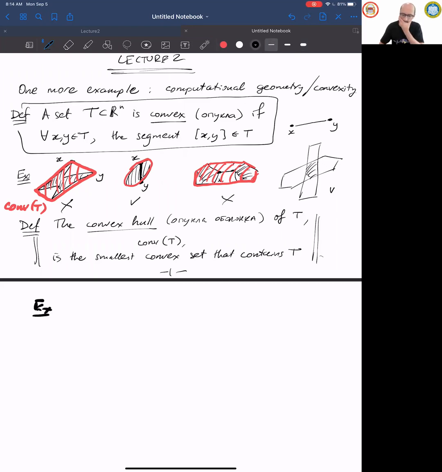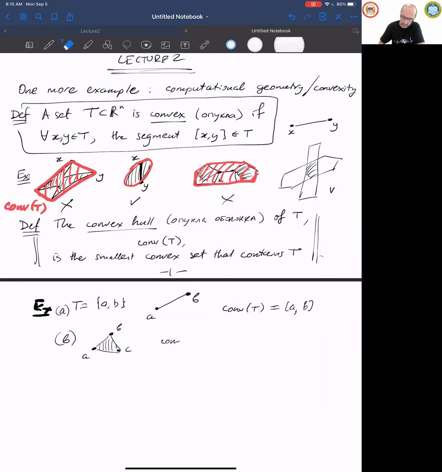More examples. If T is, let's say, a two-point set, A and B, then obviously the convex hull of T, what's the smallest convex set that contains the two points? Well, it has to contain the interval between them. It has to have this, and that's already convex. So obviously this is just a segment that joins them. Else, if you have three points, let's say A, B, C, this is T. The convex hull is just a triangle with vertices A, B, C.